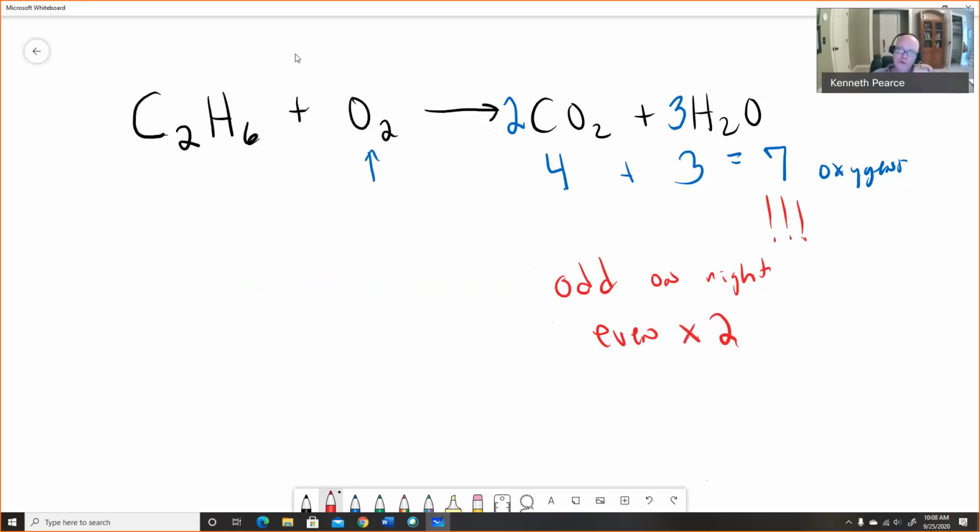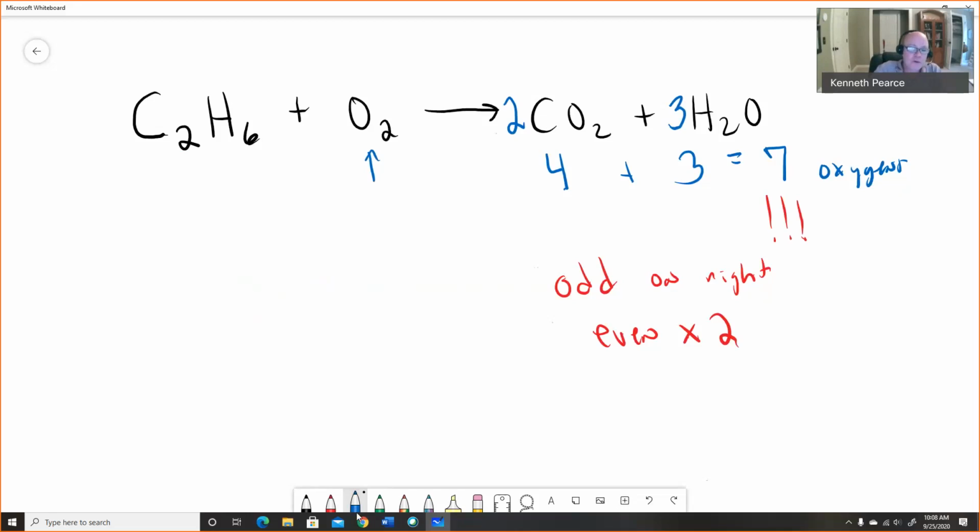Because 2 times 1 gives you 2, 2 times 3 gives you 6, 2 times 5 gives you 10, 2 times 7 gives you 14. So you can always turn an odd number into an even number by multiplying by 2. Now, to do that, though, you have to multiply everything by 2 to keep the balance. Everything needs to be multiplied by 2.